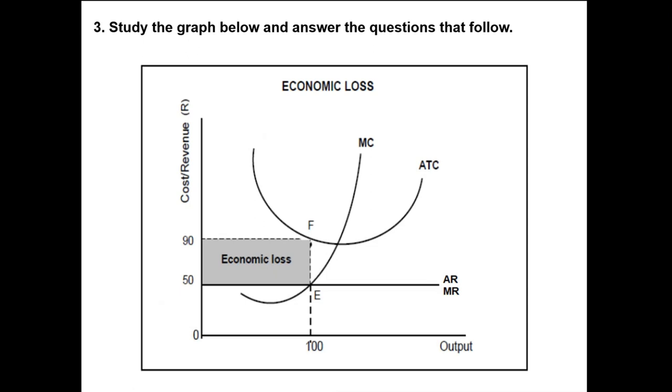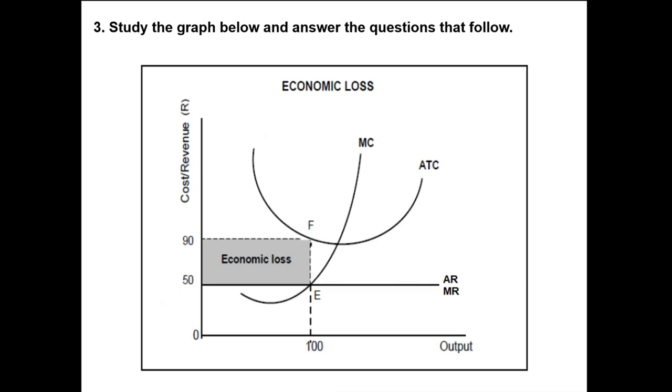So the price of the product is 50 Rand, no? But it costs the business on average 90 Rand to produce the product. So the business is making a loss, hence the shaded area, economic loss. I hope that is clear to you guys.